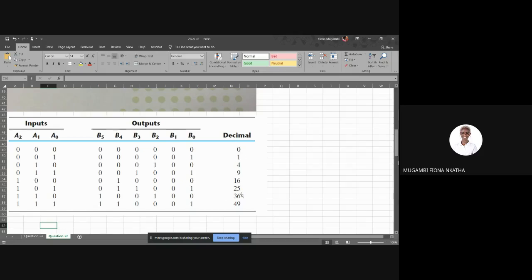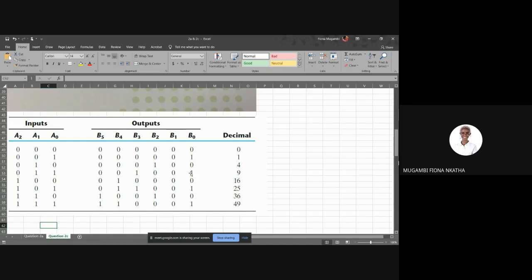So this is the squares column, the decimal part here. This column showing the decimal 0, 1, 4, 9, 16 is the squares of the decimal numbers which represent the inputs. So 0, you write it as that. 1, you write it as that. 4, you write it as that. 9, like that. 16. You can see the decimal number matches the word, B0 up to B5. So from this, what can we deduce from this truth table?